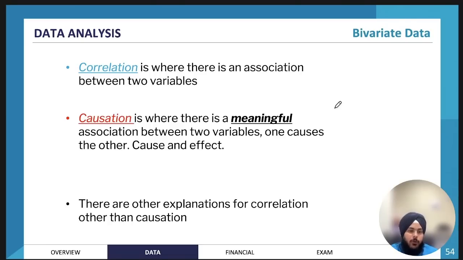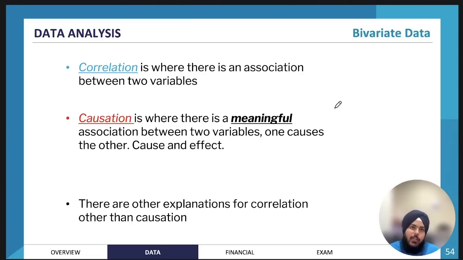For example, it could be ice cream sales throughout the year. Ice cream sales could be affected by a lot of different variables, but temperature might be one of the variables that causes the ice cream sales to increase in the summer and then decrease in the winter. Whereas with correlation, we're just looking at how these variables are associated with each other. So we're not establishing any sense of causation.